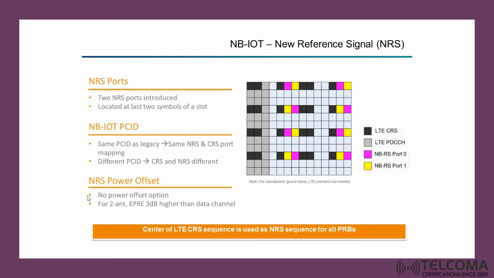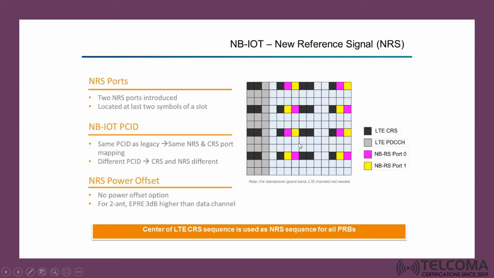And in guard-band and standalone modes, we do not expect any LTE CRS or LTE reference signals present in the downlink. There will be just an NB-IoT reference signal that will be present. And these NB-IoT NRS signals, if you see, they are located at the last two symbols of a slot, just beside the LTE CRS, as we have been seeing here.